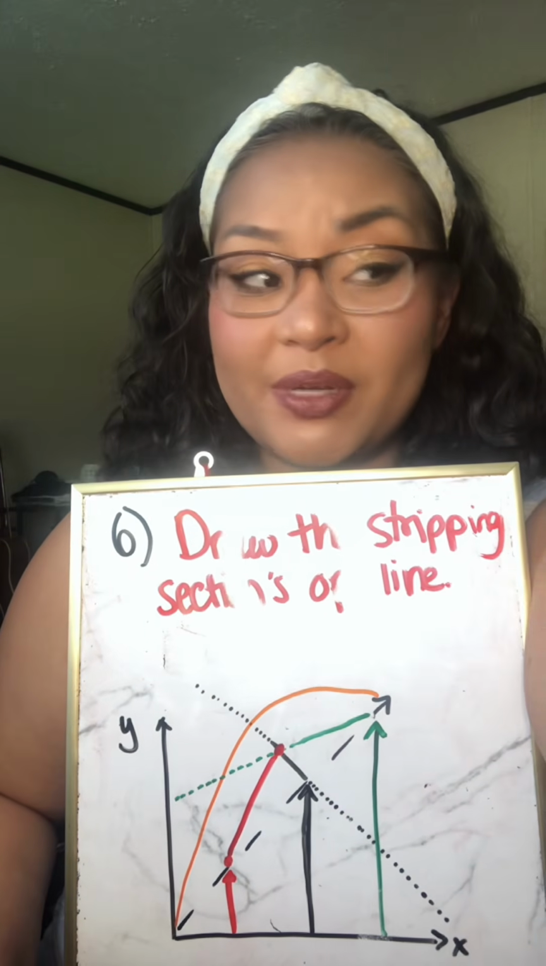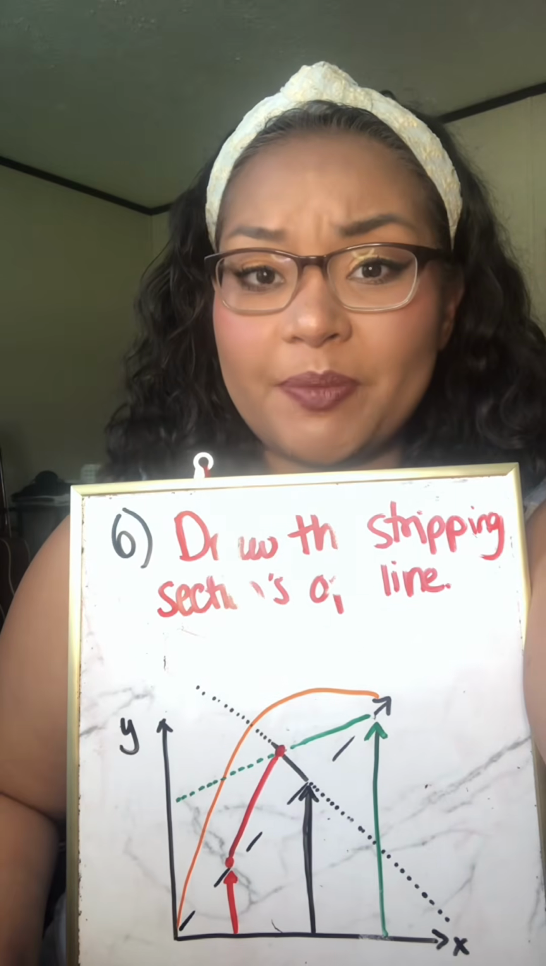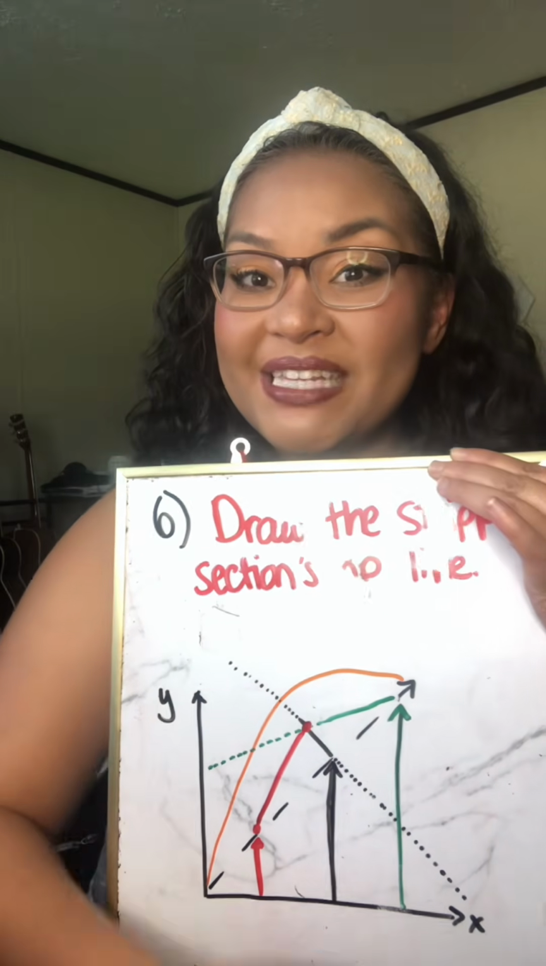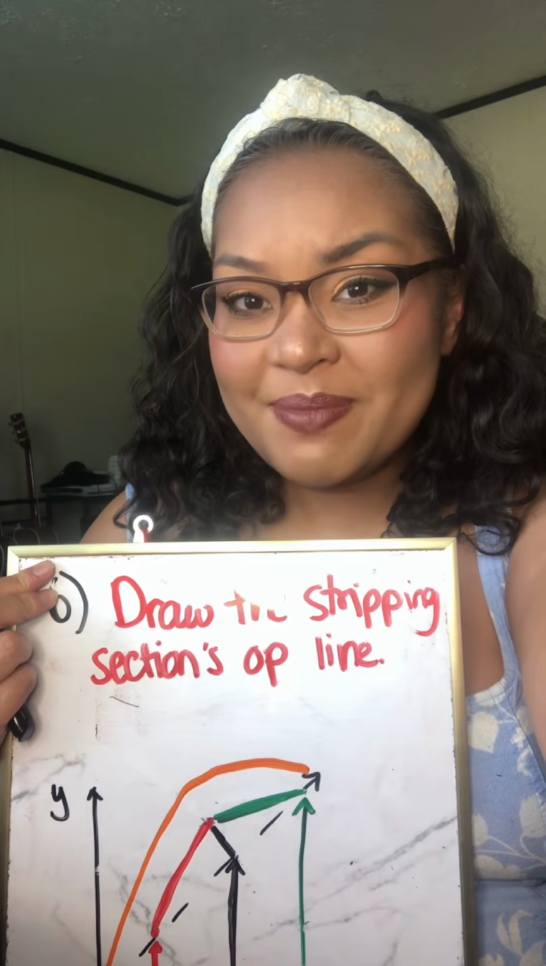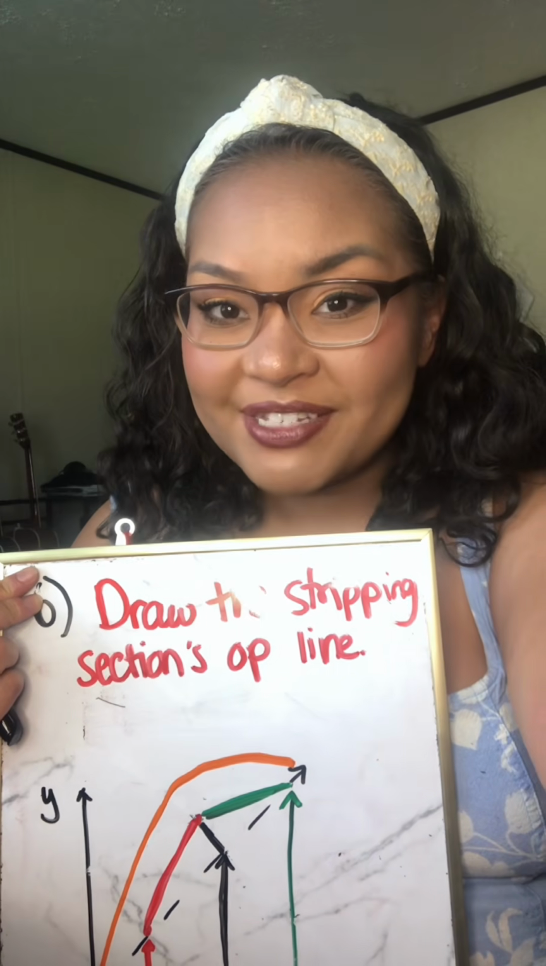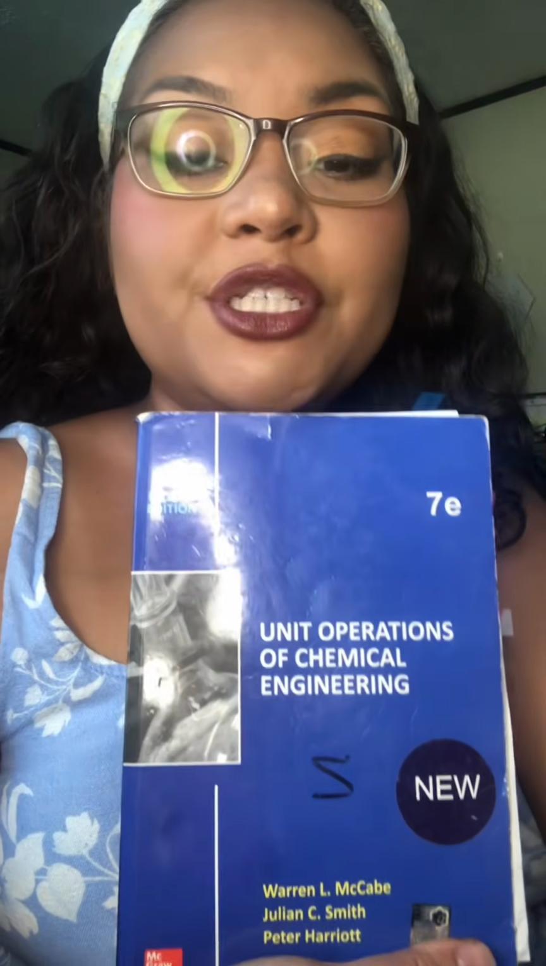Looking in my book, there was no equation for this, and also looking on Wikipedia, there was no equation. Now let's erase everything so it looks a lot clearer. Also, don't be mad that I'm using Wikipedia. It literally references my book, Unit Operations of Chemical Engineering by McCabe, Smith, and Harriott. I will link it in the description.